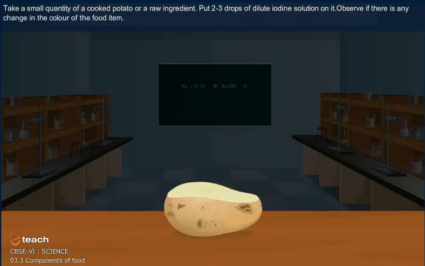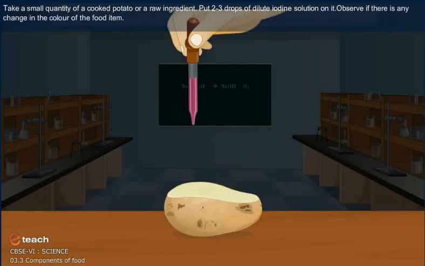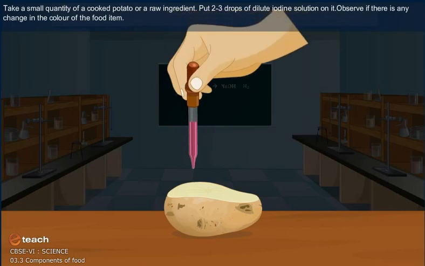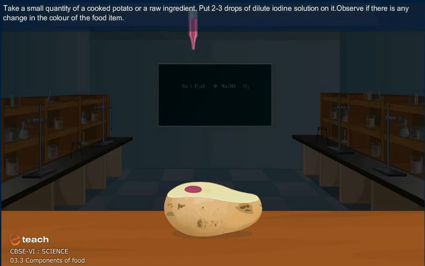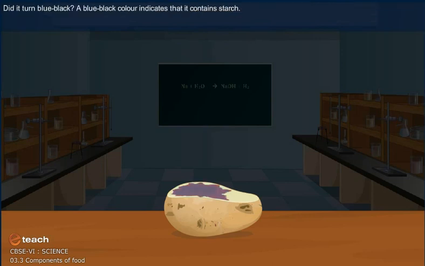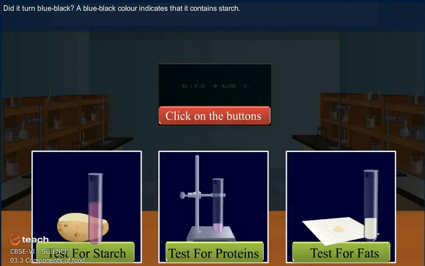Take a small quantity of a cooked potato or a raw ingredient. Put 2-3 drops of dilute iodine solution on it. Observe if there is any change in the color of the food item. Did it turn blue-black? A blue-black color indicates that it contains starch.